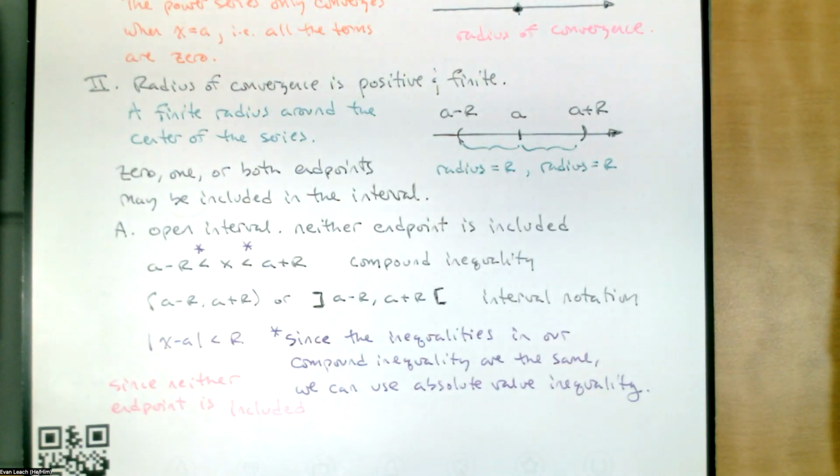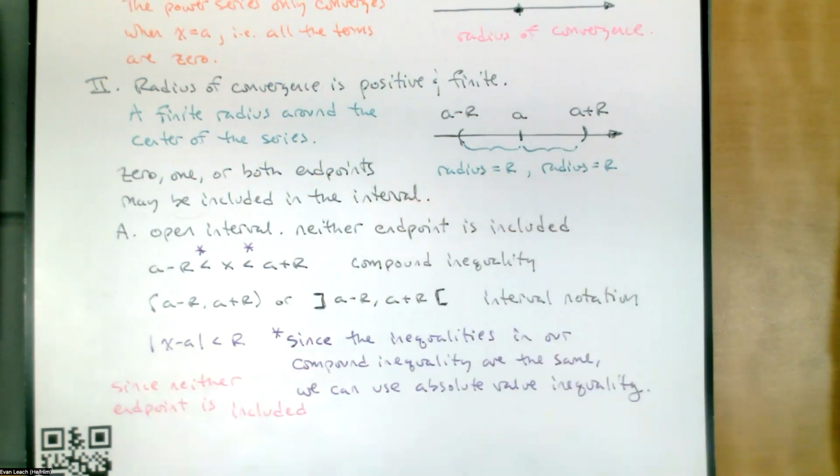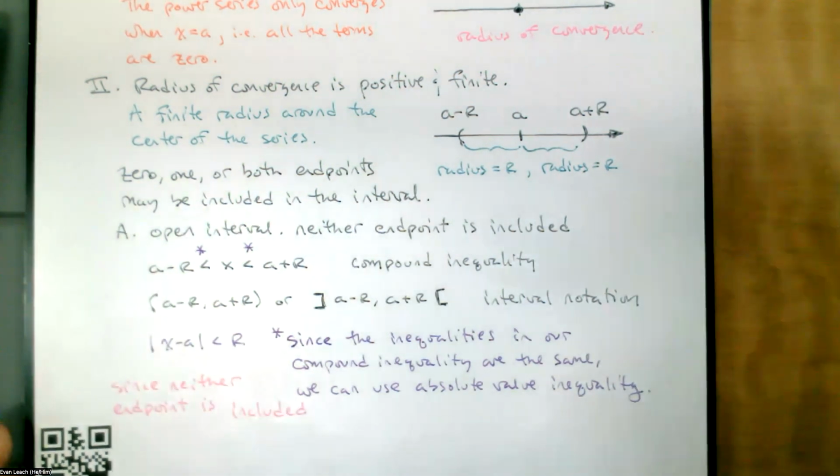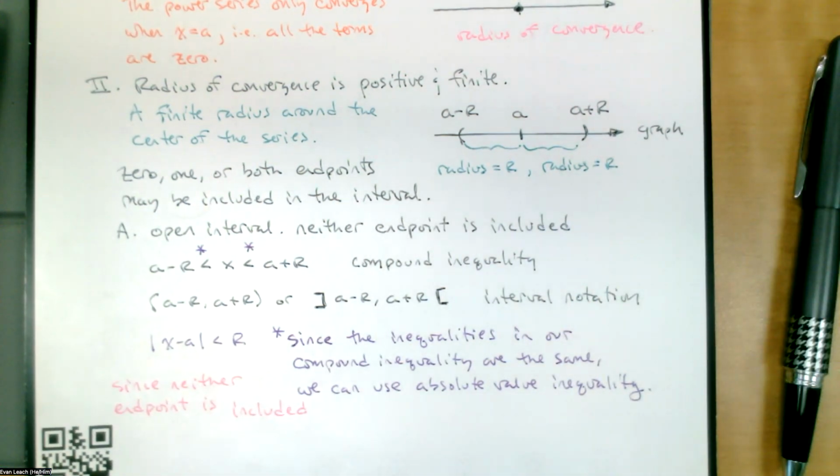So this is when the interval of convergence is an open interval. The power series diverges at both endpoints of our interval of convergence. We could also use a graph like we did up here, where A is the middle, A plus R is the top, A minus R is the bottom.